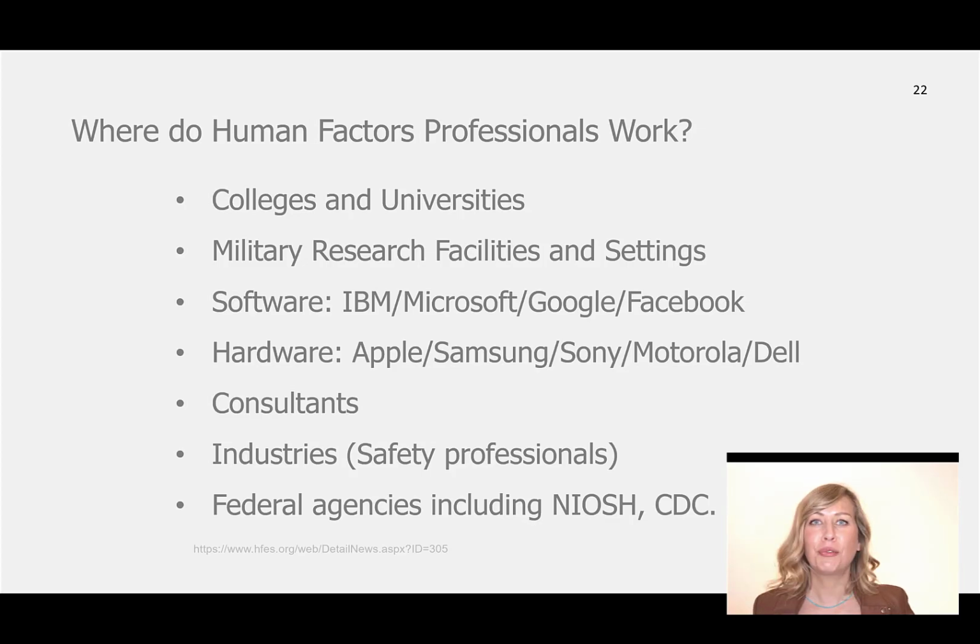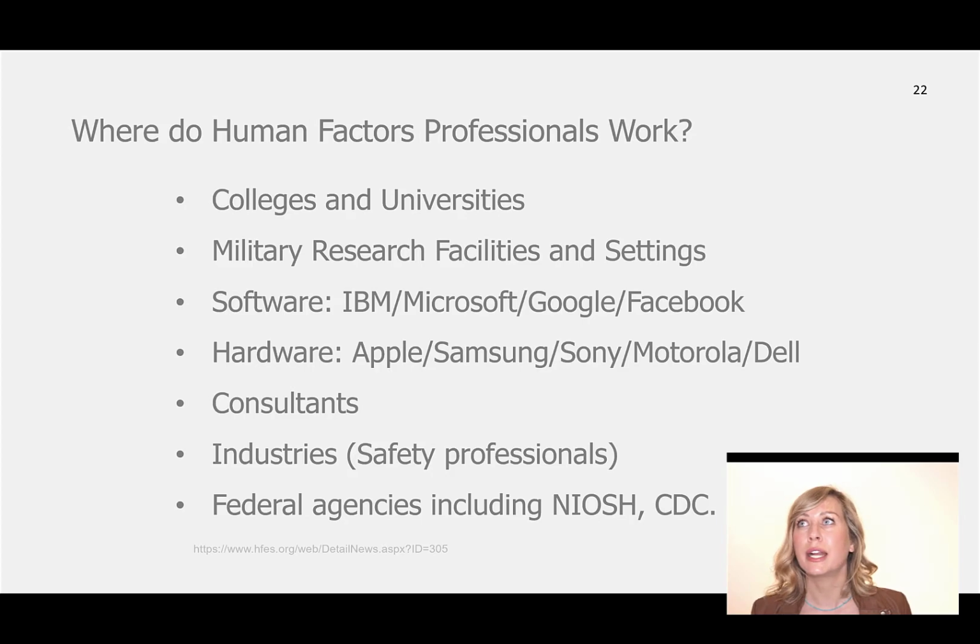Okay, so fast forward to the end of the semester, and you've taken the whole class, and you say to yourself, wow, I kind of like this. I think this is something that I could do. Where can I find a job in human factors? Well, a lot of folks in human factors end up working in colleges or universities. Also, the military is a great avenue to look for HF-related jobs. So look specifically for military research facilities or environments like that.